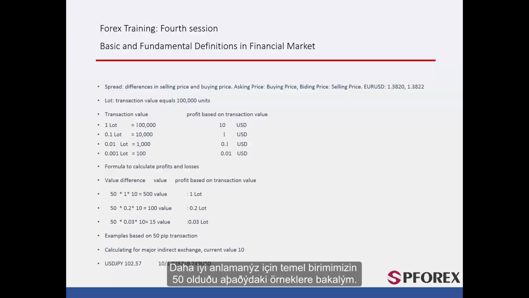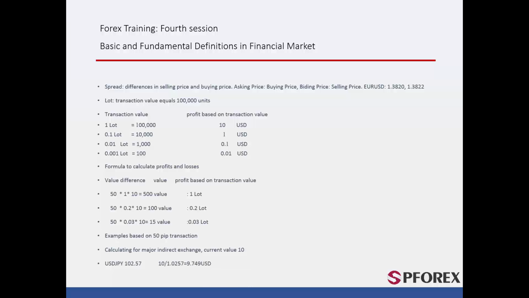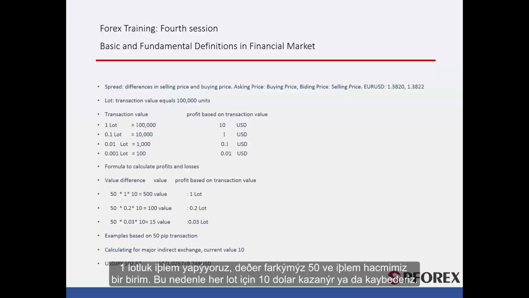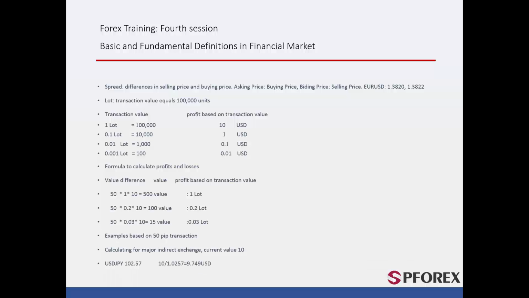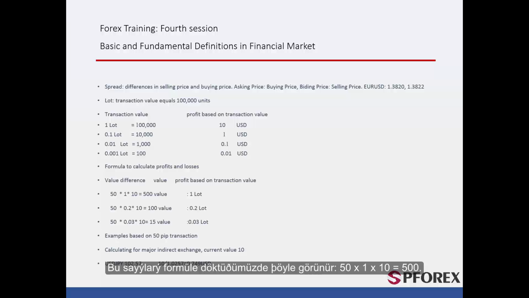For better understanding, let's look at these examples in which our base unit will be 50. Example 1. We are trading one lot. Our value difference is 50 and our size of transaction is 1 unit. Therefore, for every one lot we will gain or lose $10. If inserting the numbers into the formula, it looks like this: 50 times 1 times 10 equals 500.